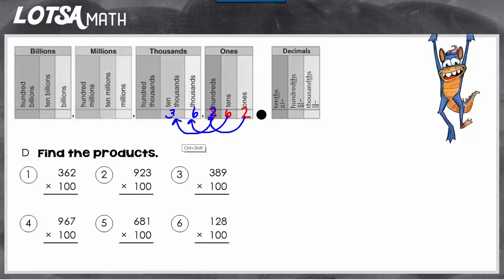So we end up having 362, but we have 2 more places here that used to have digits, but now we've moved those digits. So you can't leave those blank, you have to add zeros as a placeholder. So then your answer ends up being 36,200.